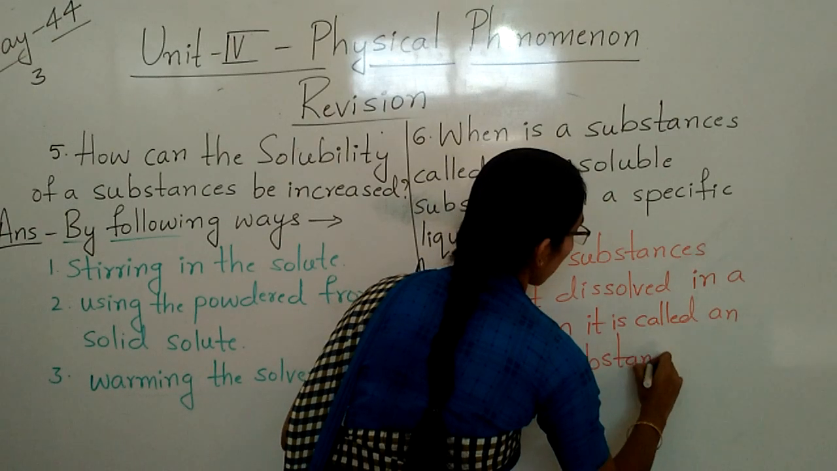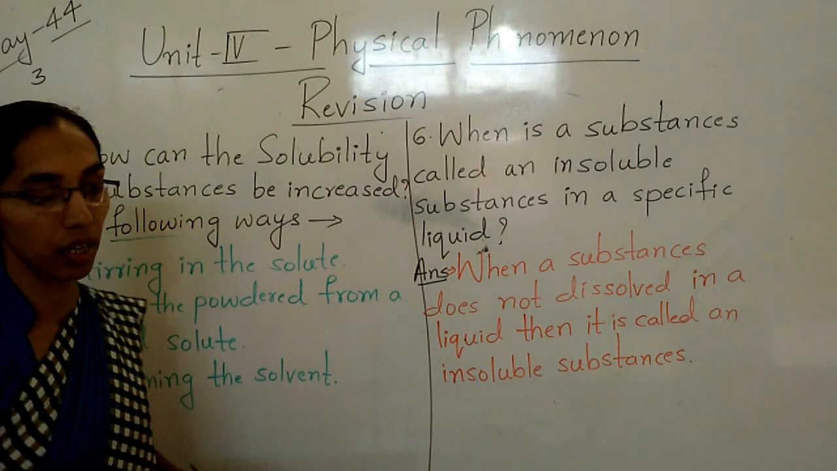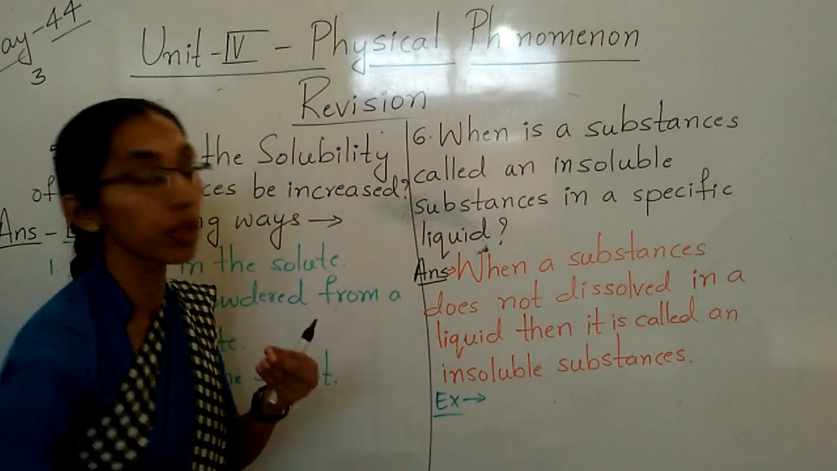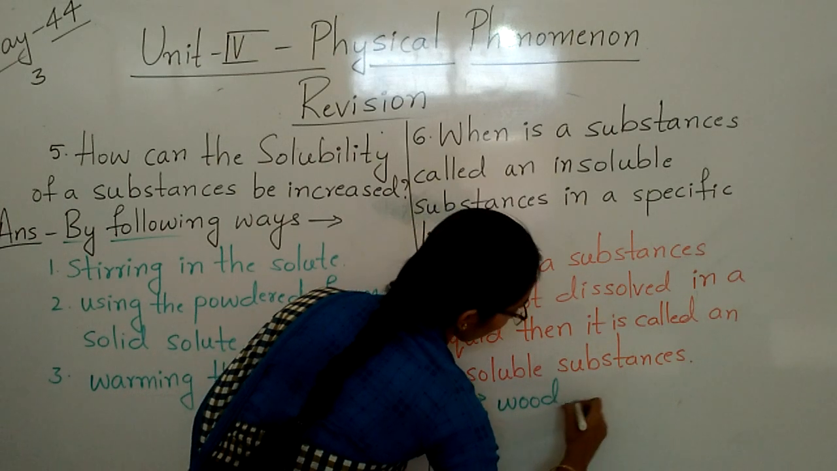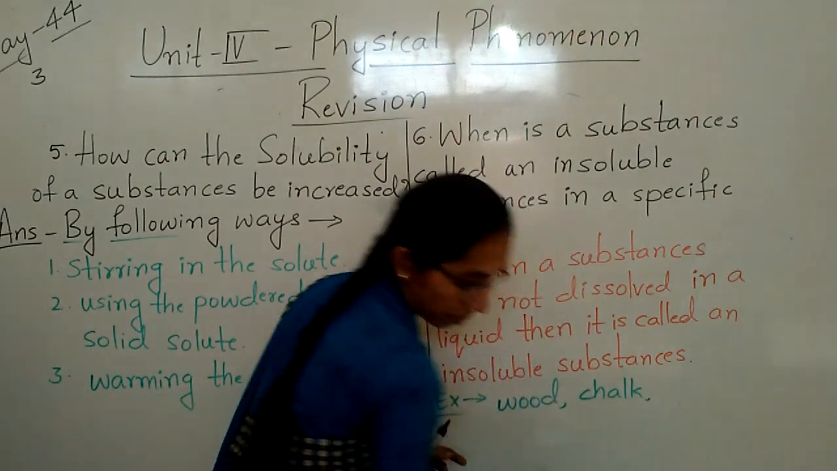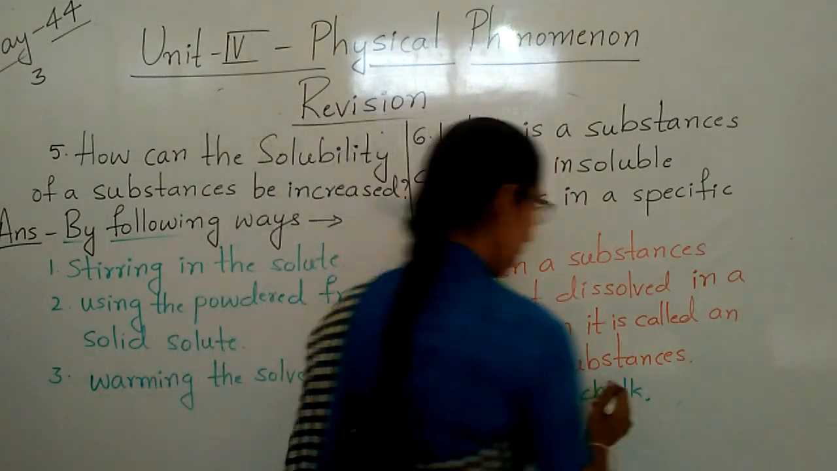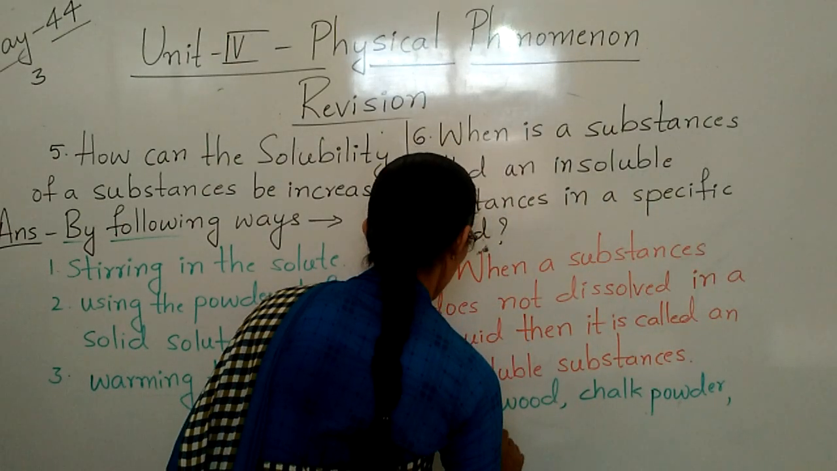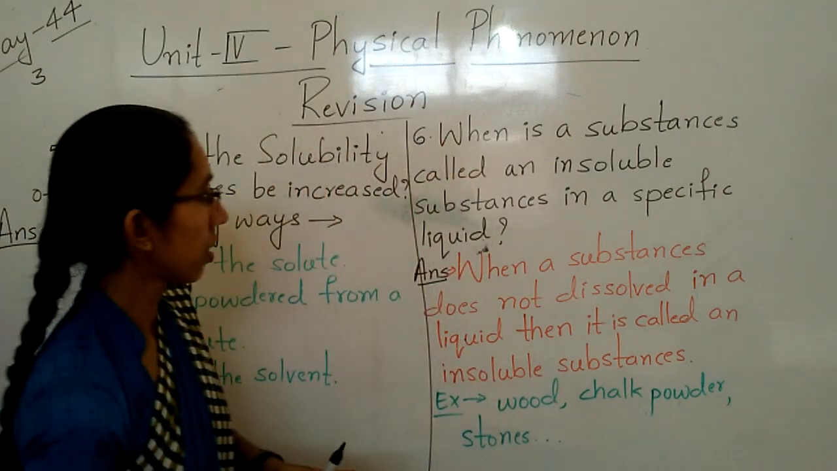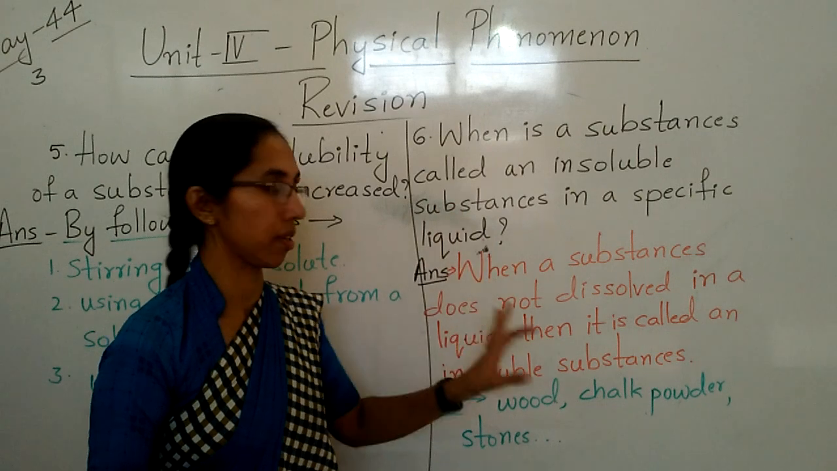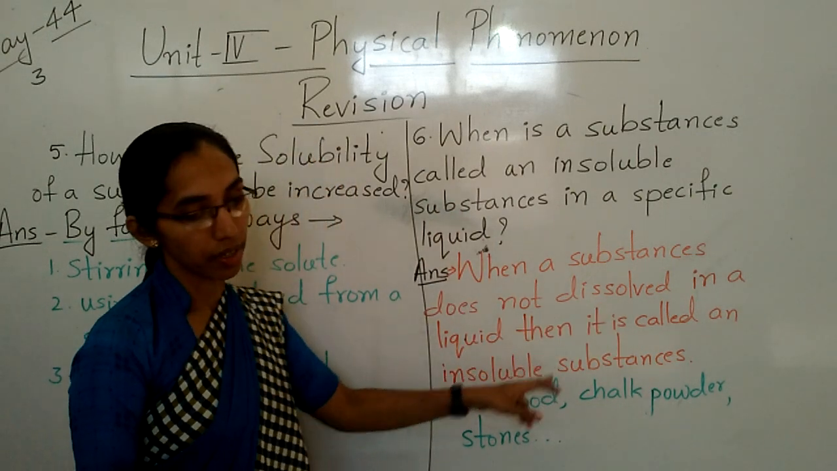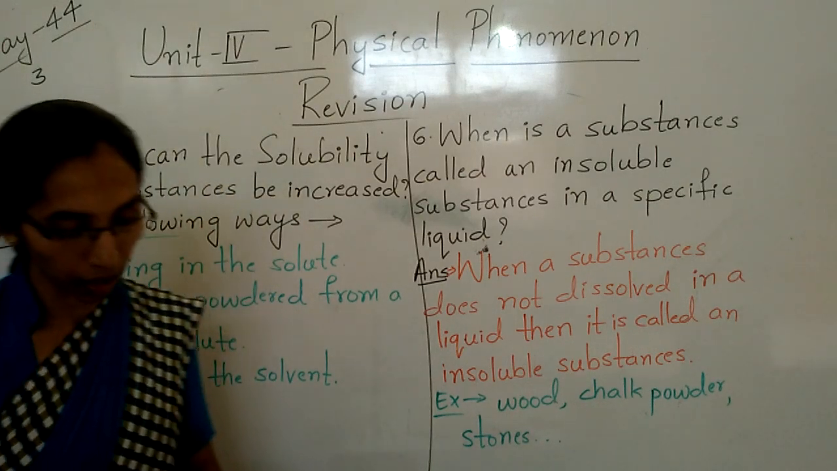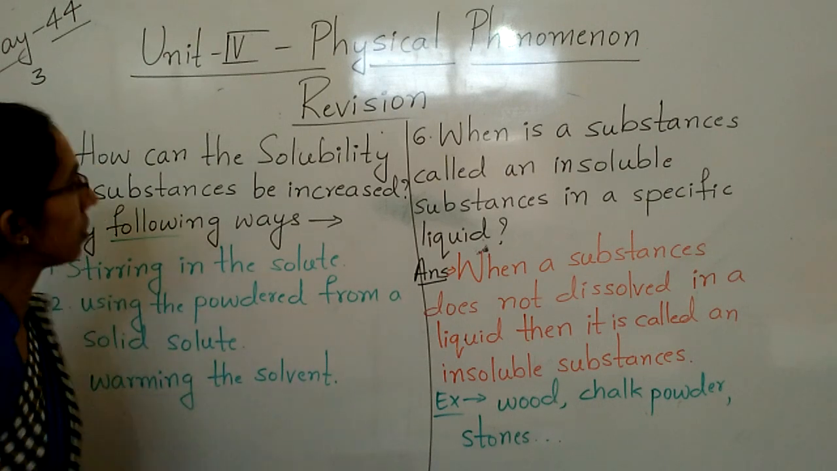Insoluble substances. We'll write some examples, children, then you will understand. What are the examples? Tell me, children. Give some examples. Wood, yes. Chalk. Then again, yes, stones, we will write. Chalk means chalk powder, okay? And then stones. So when a substance does not dissolve, does not mix in a liquid, then it is called an insoluble substance. For example, wood, chalk powder and stone. Now next we see, children.